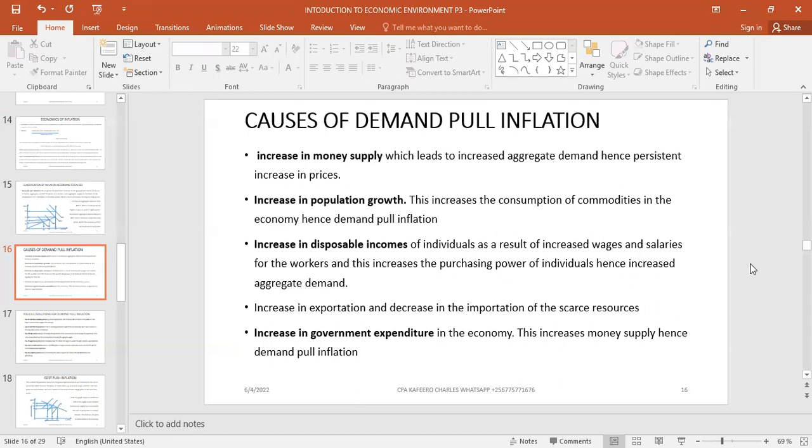The other thing we can talk about is an increase in population growth. When the population is growing at a very high rate, we expect that these people are going to be demanding more goods for consumption. So when they are demanding more goods, we expect that the producers are also going to increase the price, because what they can produce, people can buy. So to make sure they make a lot of profit, they increase the price.